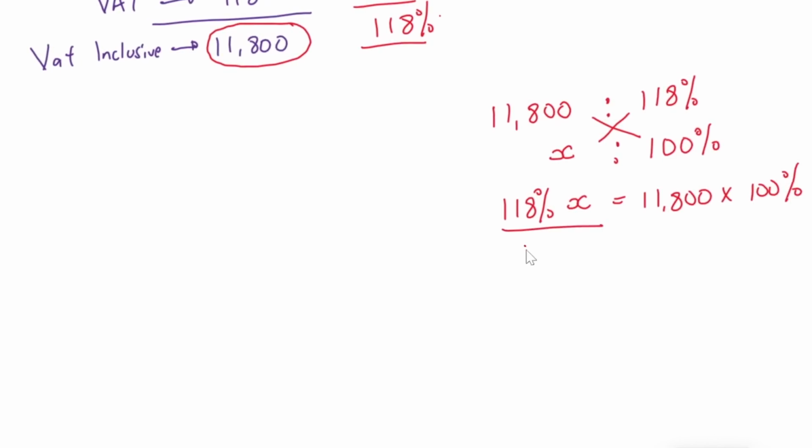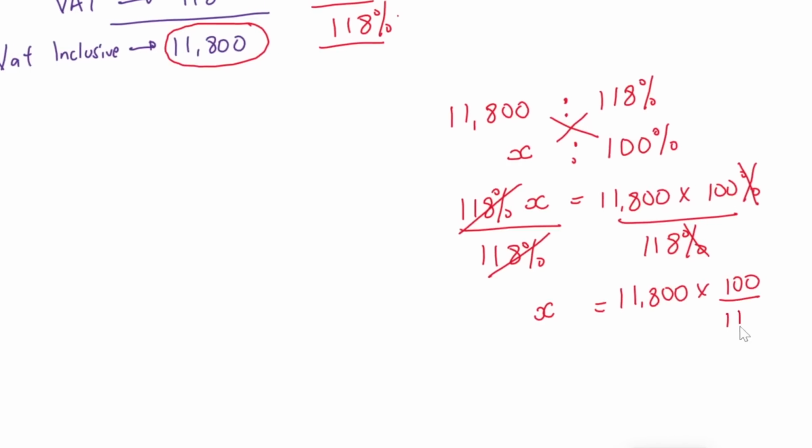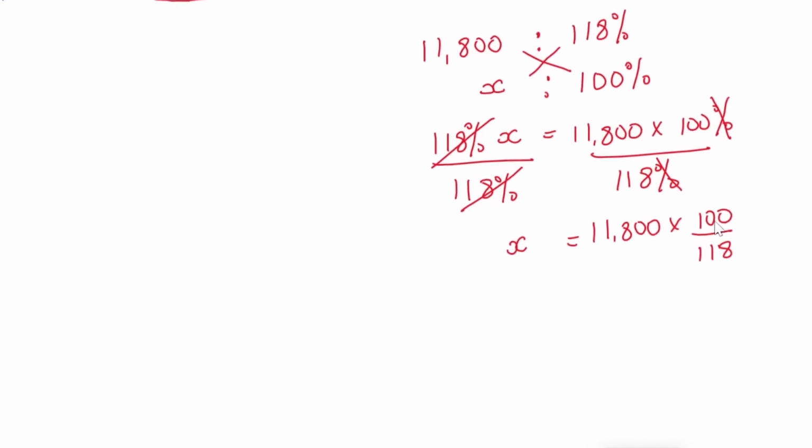So divide both sides by 118%. When this cancels with that, we end up with the value of X as this. Those two will cancel. This is the same as saying 11,800 times 100 over 118, like that.